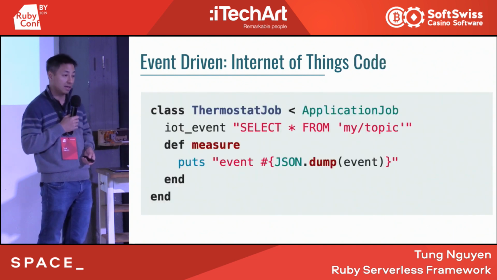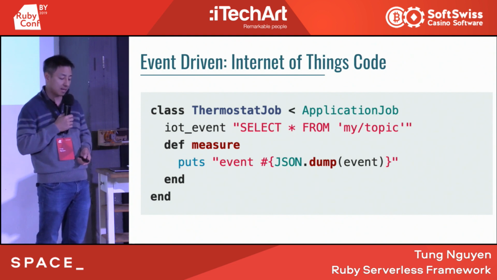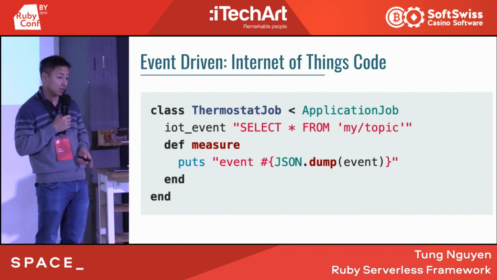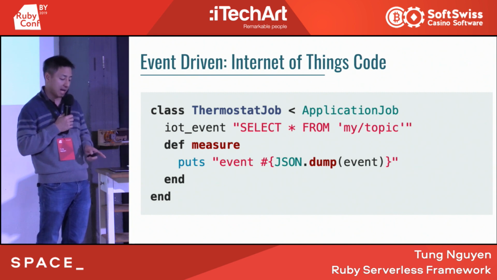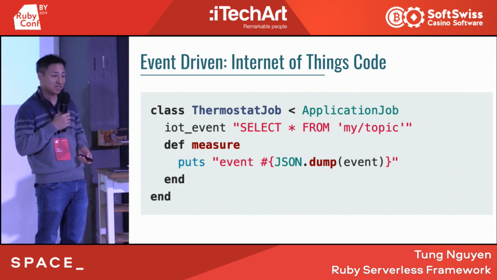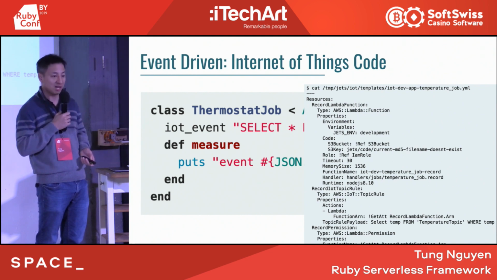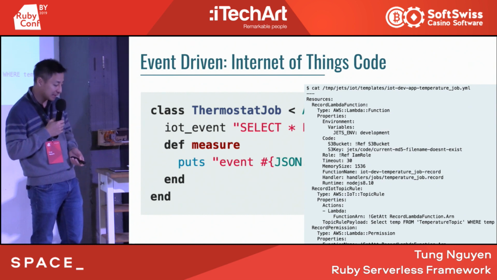What does that look like? Here's a thermostat job, and there's basically something called an IoT event, and that runs an IoT action, or a kind of SQL-like rule. Then when that topic is triggered, it calls that Lambda function. I'm just putting the event into CloudWatch logs for debugging. And what I produce is YML. We're not writing YML, we're writing code, right? So much more powerful and so much cleaner.